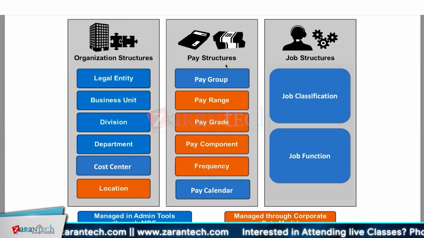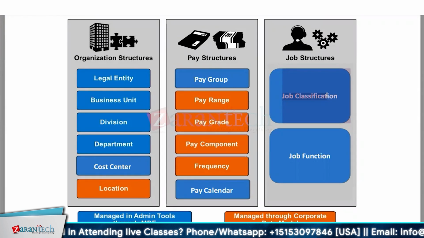Like that, you have a few pay related master objects from master data. Similarly, you have something called job structures, where job classification is one important thing. Job classifications are nothing but the jobs, very simple terminology. Manager is a job, consultant is a job, analyst, executive, all these are jobs. President, vice president, director, everything is a job.